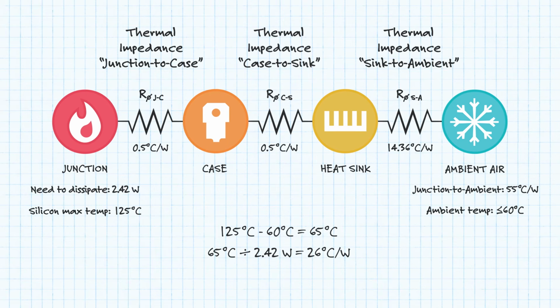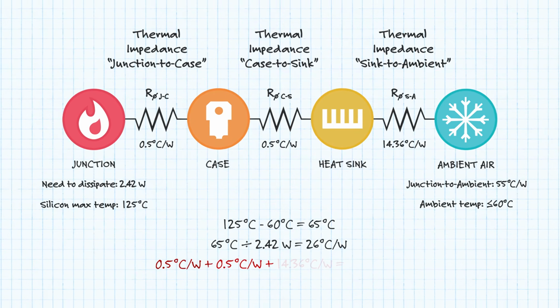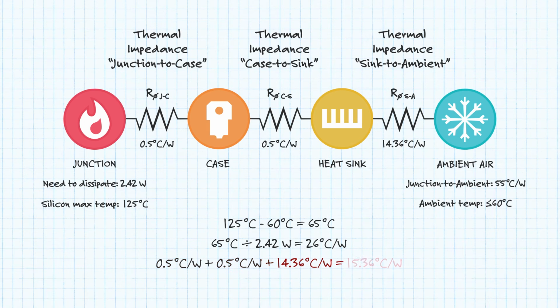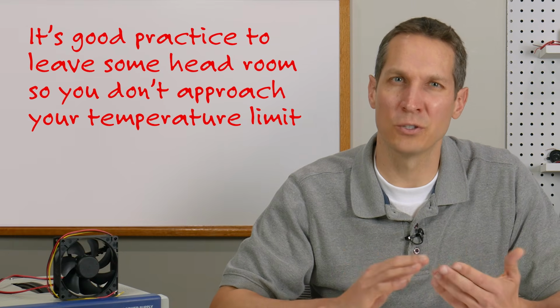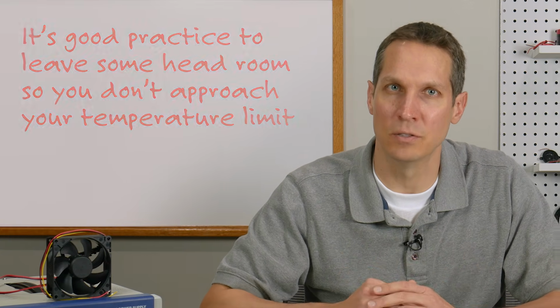Now we have the thermal impedances of all three junctions, which we can now add together. The sum of these items is 0.5 plus 0.5 plus 14.36, which gives us 15.36, and is well under our maximum value of 26 required. Looking at these results, we could either choose a smaller heatsink or leave it alone. It is good practice to leave some headroom so you don't approach your temperature limit, if at all possible.